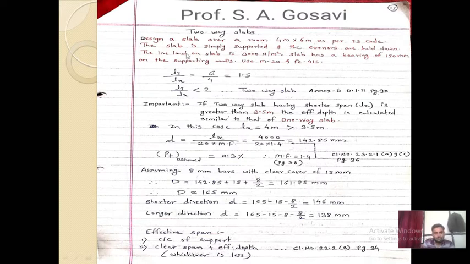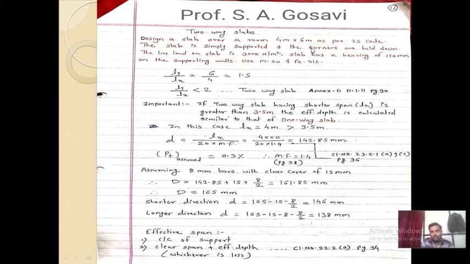The slab is simply supported and the corners are held down. The live load on the slab is 3000 Newton per meter square and the slab has a bearing of 150 mm on the supporting walls. Use M20 and Fe415. So these many things are given over here.